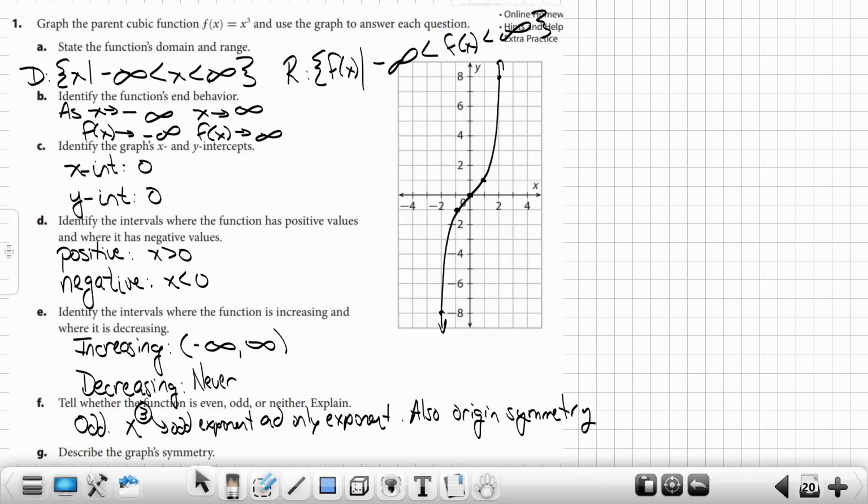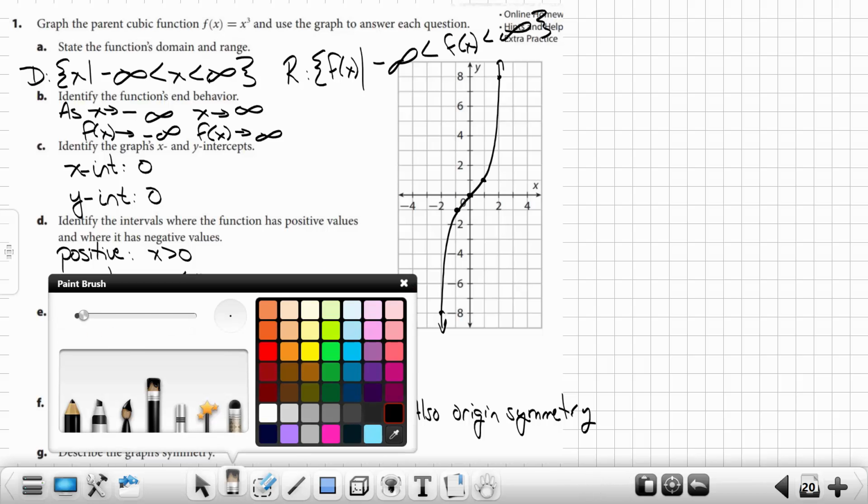No, this is the only one. Okay, G. It does say describe the graph symmetry, which is it has origin symmetry. Patricia, it says x cubed. Odd. It's an odd exponent, and it's the only exponent. That's the word and.